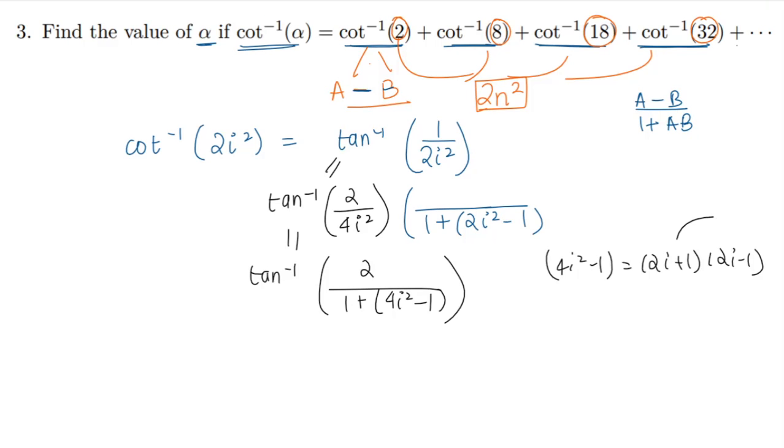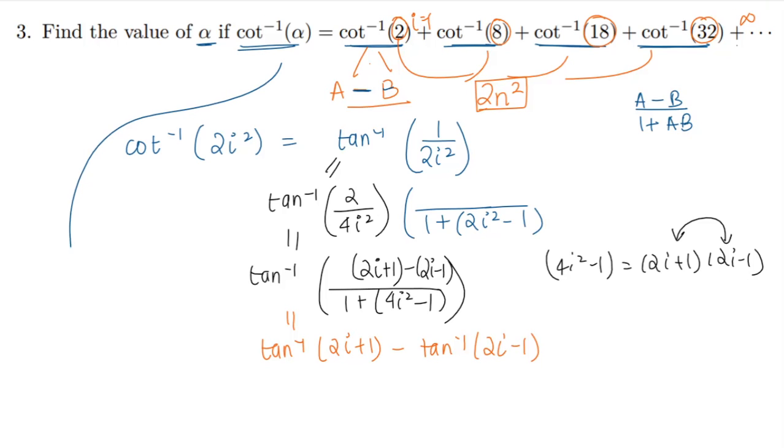And if you notice, the difference between these two algebraic expressions is equal to 2. So this can be written as 2i plus 1 minus 2i minus 1. And now this can be written as tan inverse of 2i plus 1 minus tan inverse of 2i minus 1. Now, i goes from 1 to infinity, so we can write this expression now here.